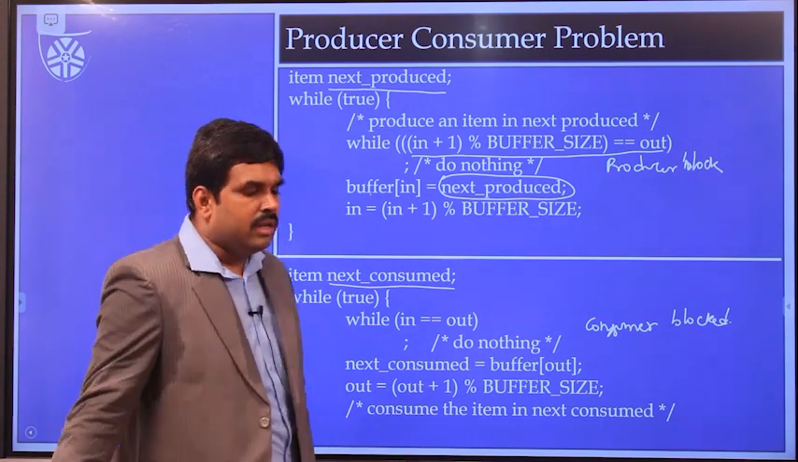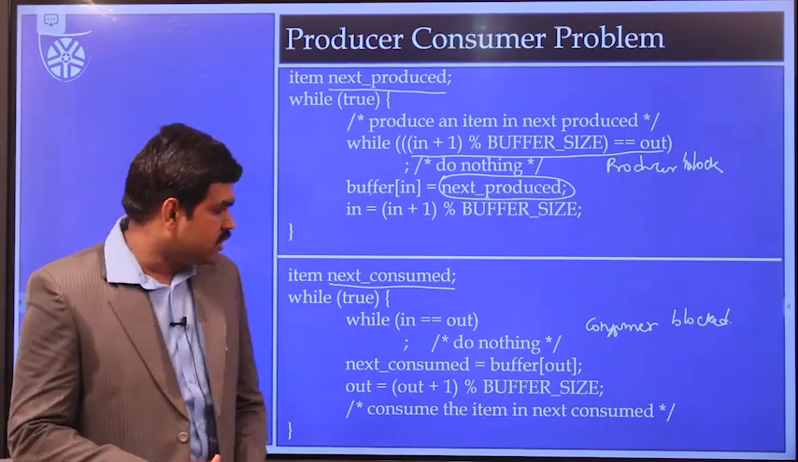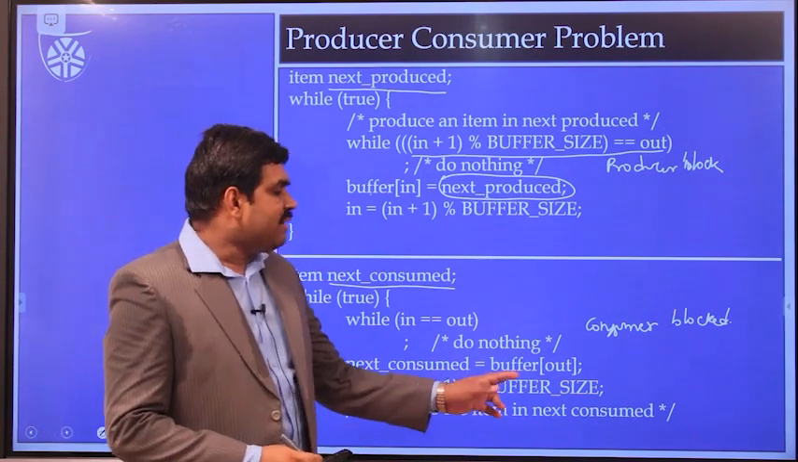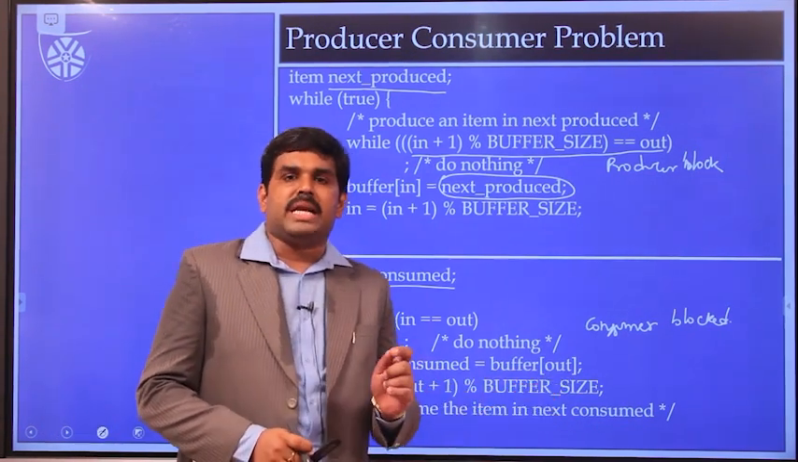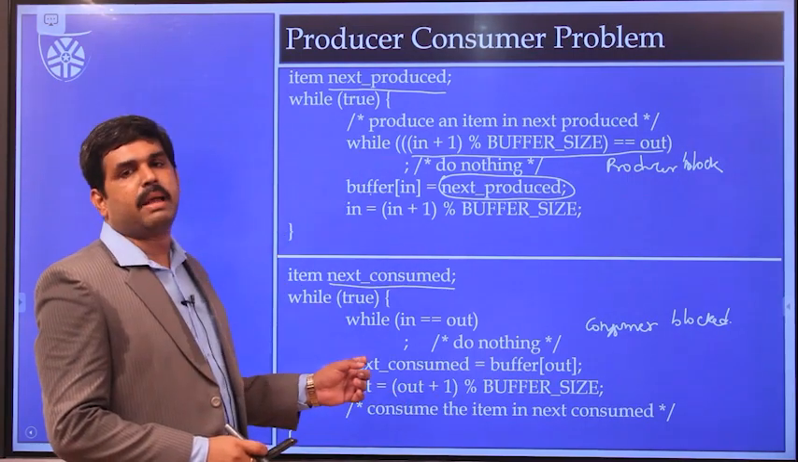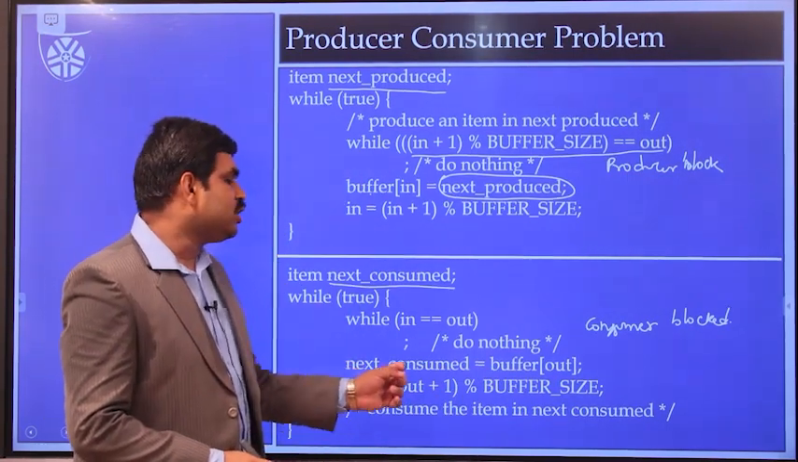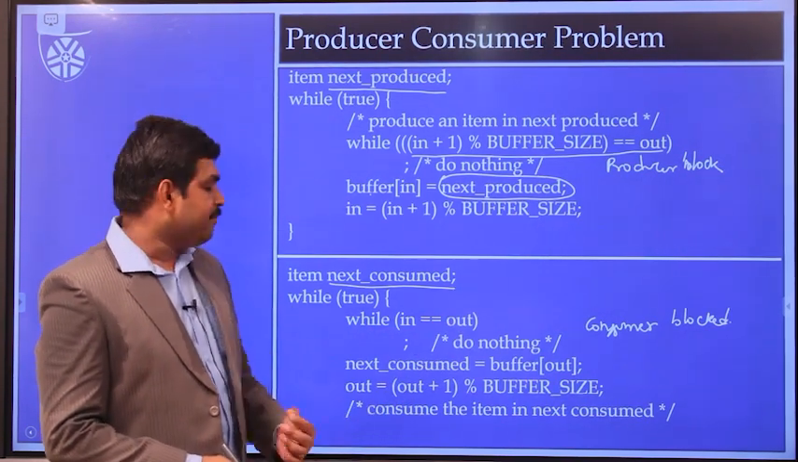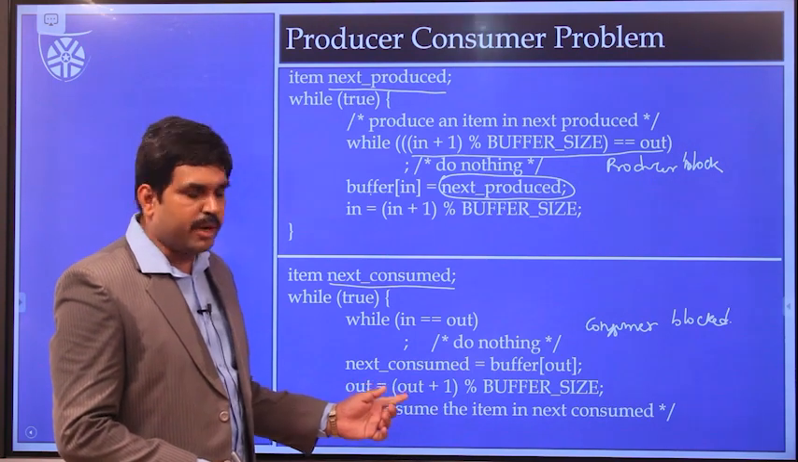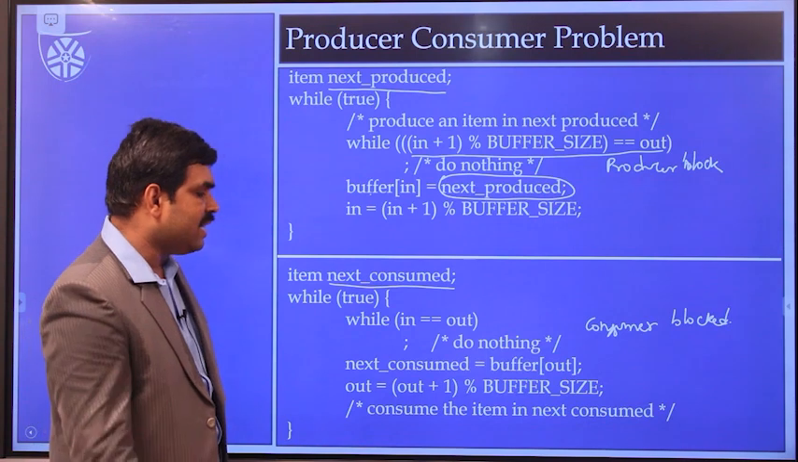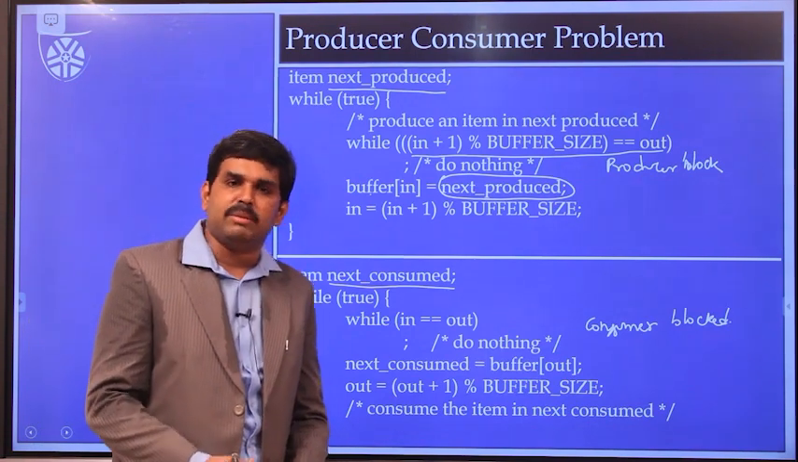Thereafter, if the buffer is not empty, the item I am going to consume is described by a pointer called out. So buffer of out describes the item I am supposed to consume. So next consumed is equal to buffer of out. After consuming the item, I increment the value of the out pointer: out is equal to (out plus 1) modulo buffer size. Likewise, I consume the next item from the buffer.